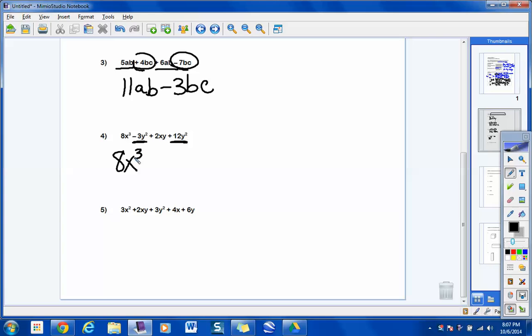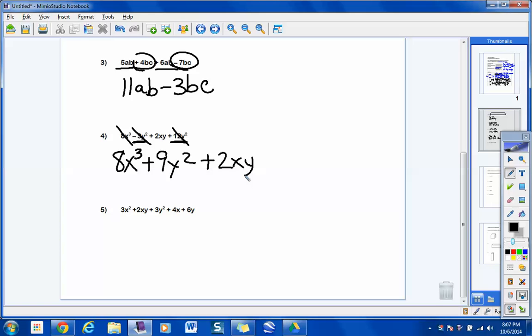I'm going to combine my y to the seconds now. A minus 3y squared and a plus 12 of y squared would be plus 9y squared. Okay, so I'm going to cross these three things out that I've used already. And a 2xy is just left by itself, and you just bring it down. And there's the simplest form under addition rules.